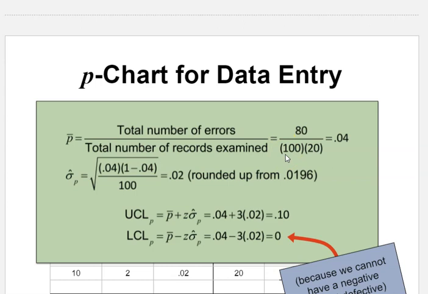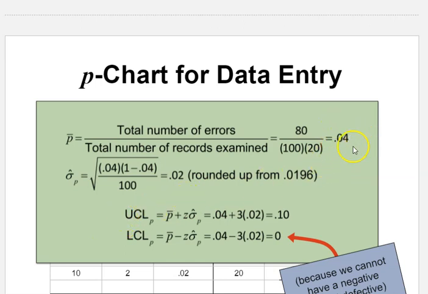The standard deviation of proportion is the radical of p-bar times 1 minus p-bar over n. So 0.04 times 1 minus 0.04, divided by 100, which is how many samples you take every day or every hour. That would give you 0.02, which is rounded from 0.0196. For rounding on exams and homework questions, the question will tell you how many digits or decimals to round to.